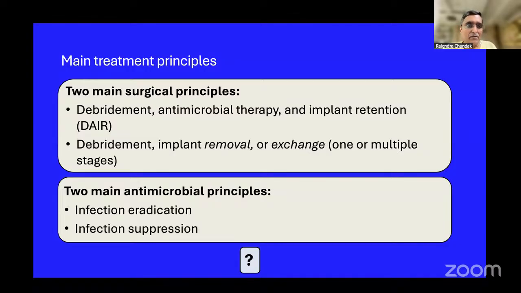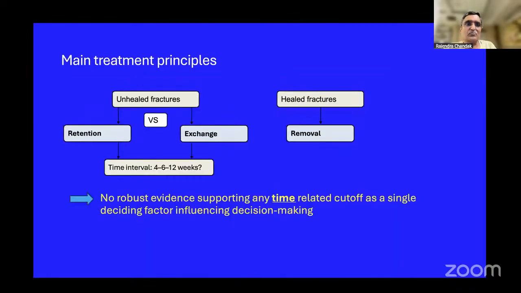And the infection control when we achieve, we have two things in mind. Either we are able to eradicate infection, which is a rare possibility, but infection suppression and infection control is actually what is achieved by most of the measures we undertake.